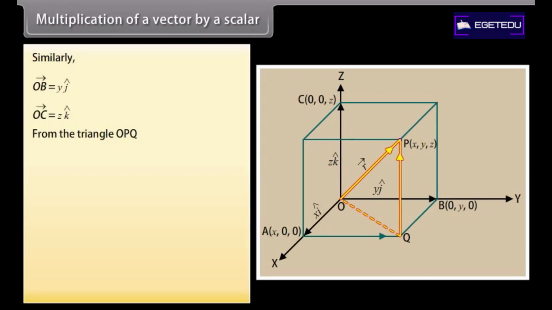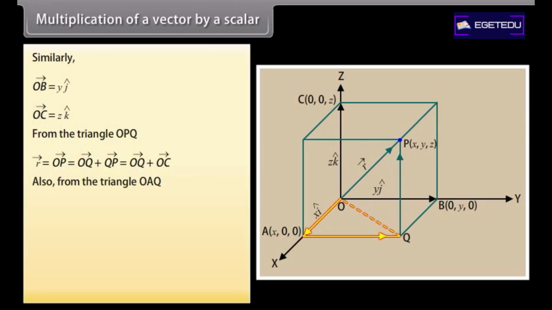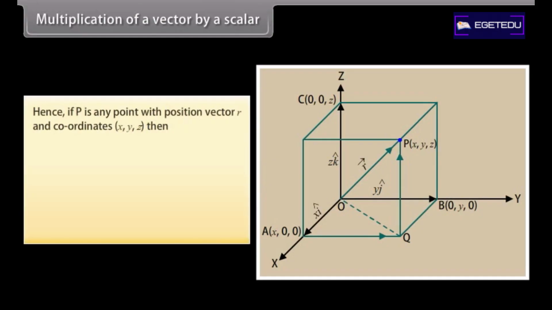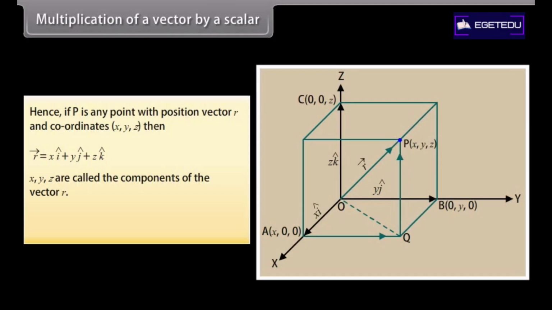From the triangle OPQ, vector r equals vector OP equals vector OQ plus vector QP equals vector OQ plus vector OC. Also from the triangle OAQ, vector OQ equals vector OA plus vector AQ equals vector OA plus vector OB. Thus, vector r equals vector OA plus vector OB plus vector OC. Vector r equals x cap i plus y cap j plus z cap k. Hence, if P is any point with position vector r and coordinates x, y, z, then vector r is equal to x cap i plus y cap j plus z cap k. x, y, z are called the components of the vector r. Mod of vector r is square root of x square plus y square plus z square.